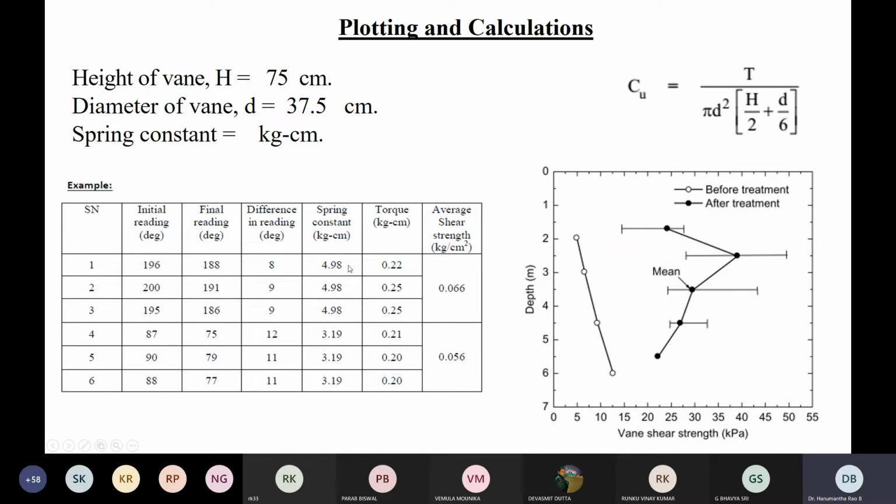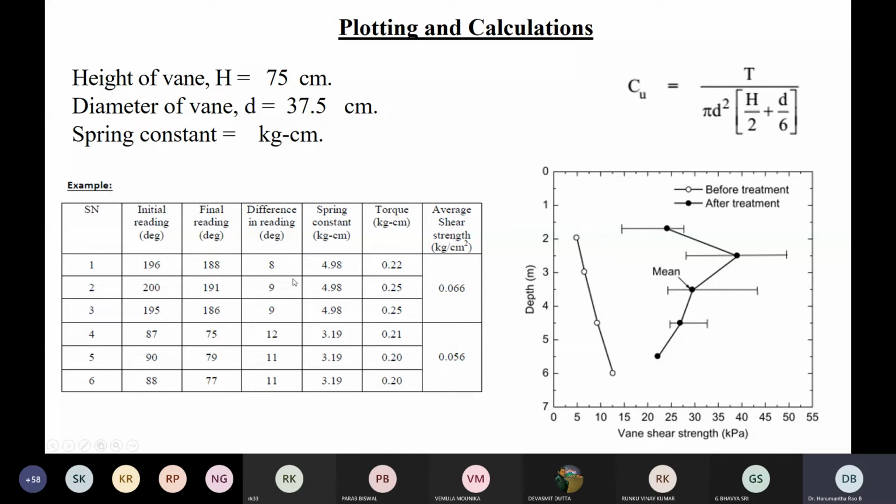As you can see in this table, the initial reading is 196, final reading is 188, differential reading is 8, spring constant is 4.98 kg centimeter, and based on this you converted into torque, which is 0.22 kg per centimeter. Then once torque is known, I know the D, I know the H, simply calculate the C. Okay. So this example is about a Vane shear test conducted in the laboratory.